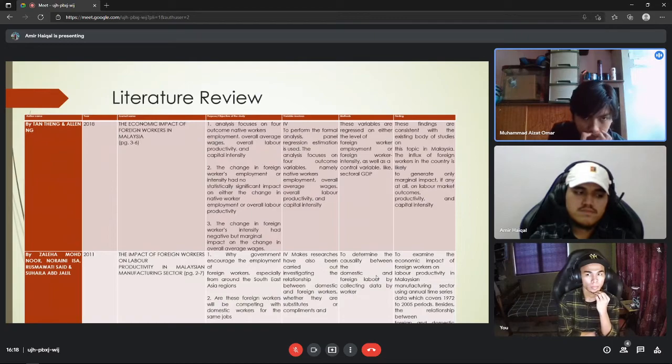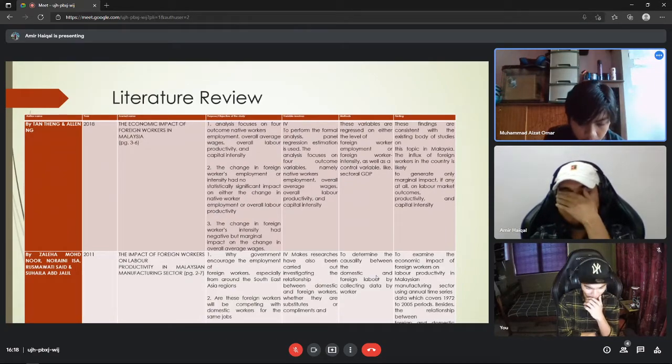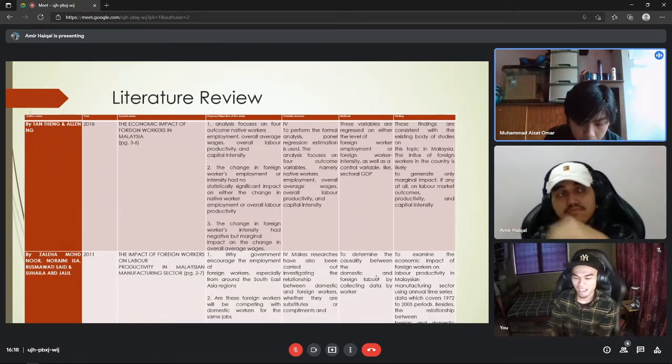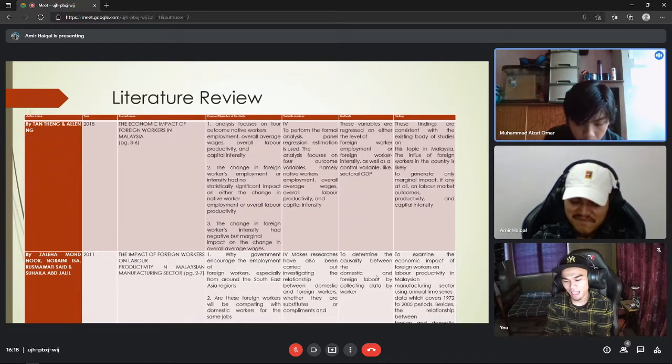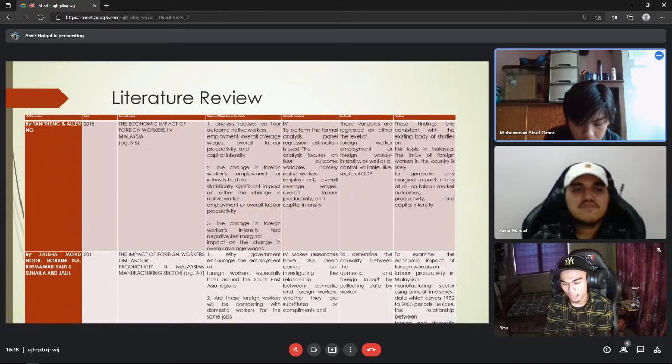Okay, so there's a table which is the literature review. The first one is by Tan, Tang and Alan Ng, year 2018, the economic impact of foreign workers in Malaysia. The purpose is to analyze four outcomes: native workers' employment, overall average wage, overall labor productivity and capital intensity.